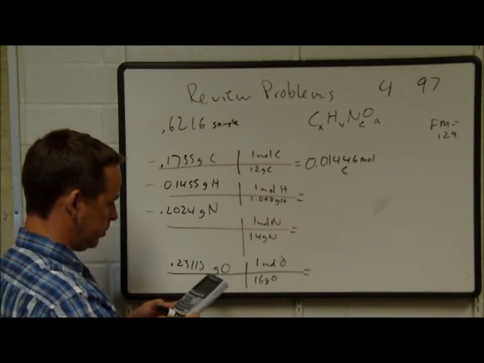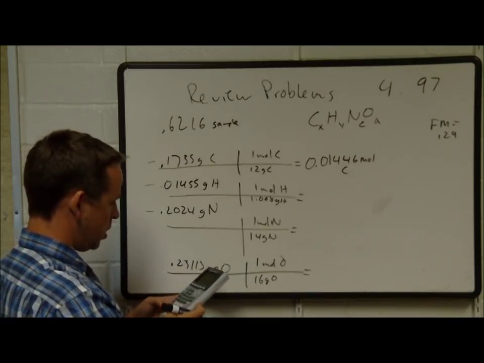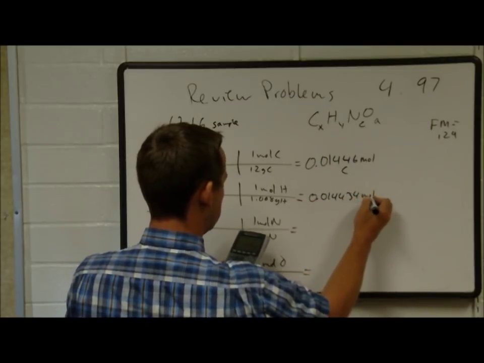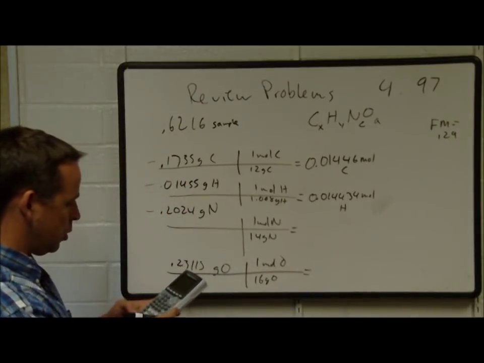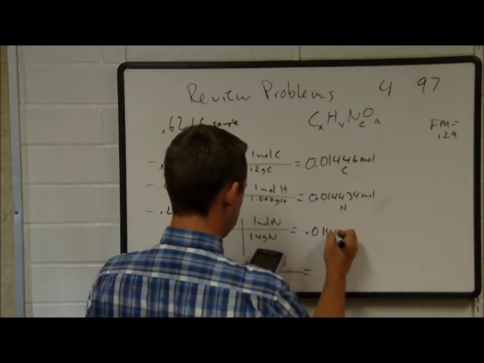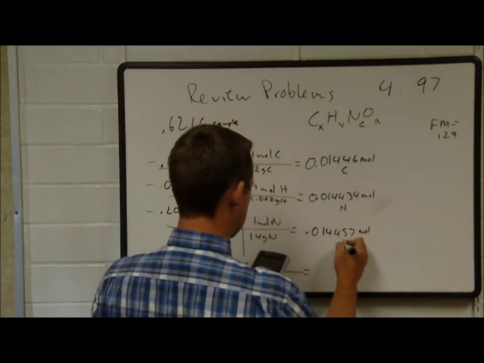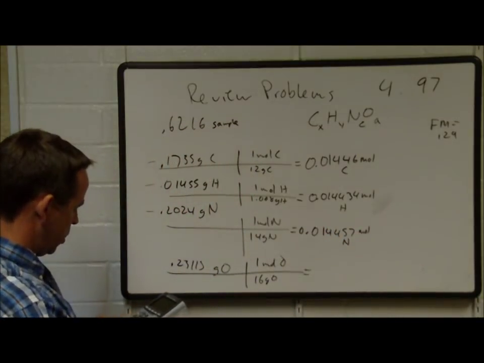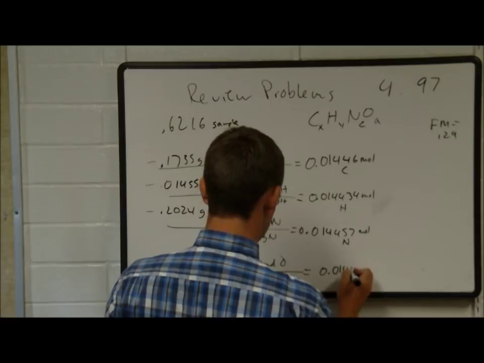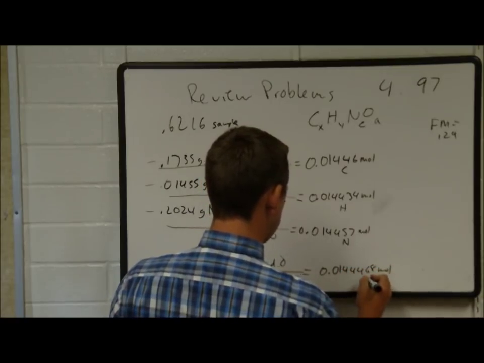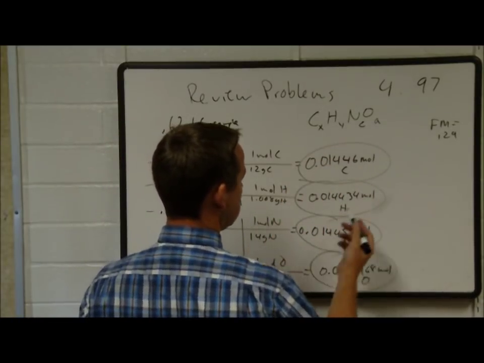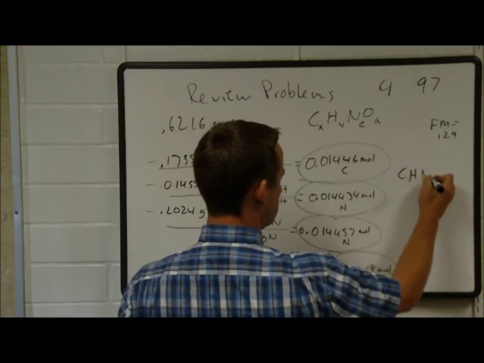0.01455 divided by 1.008, 0.014434 moles of hydrogen. 0.2024 divided by 14, 0.014457 moles of nitrogen. 0.23115 divided by 16, 0.014468 moles of oxygen. So we can see that they're all in a 1-to-1 ratio because they all have this many moles, right? So we can see that the empirical formula is CHNO.